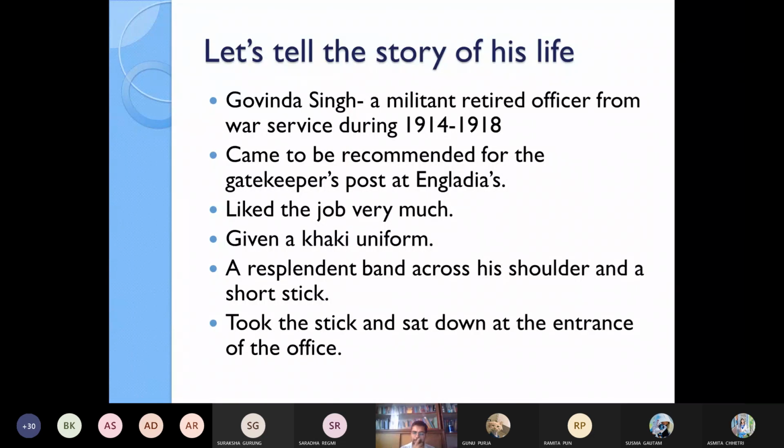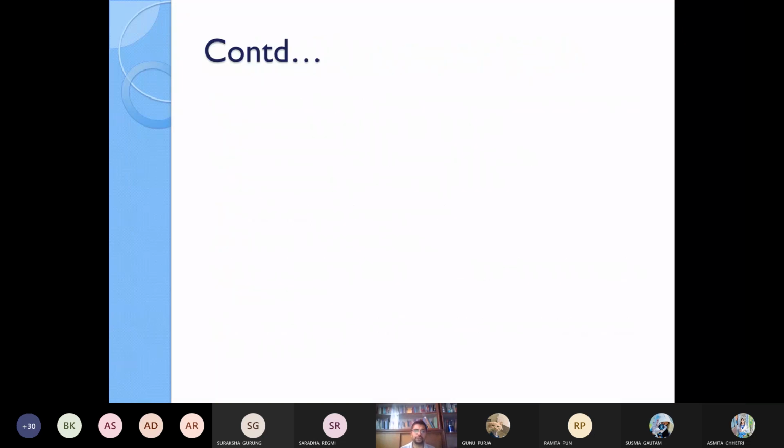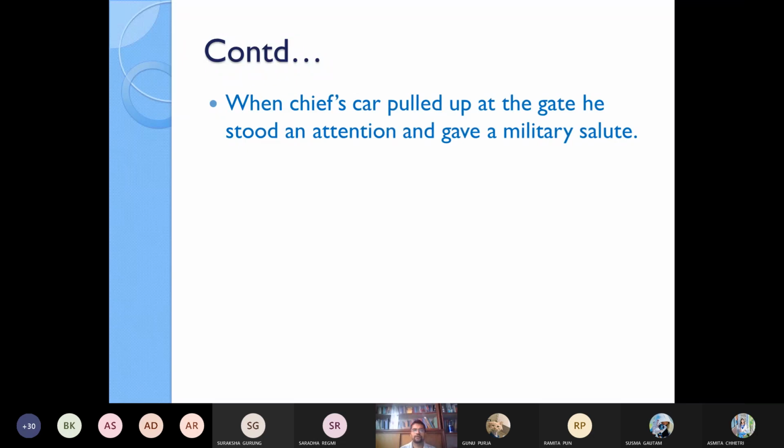Same was with Govinda Singh. He took a stick and sat down at the entrance of the office. This is what the things. To continue further, when the Chief's car pulled up at the gate, he stood at attention and gave a military salute. Right? He stood, yes sir, and gave a military salute.